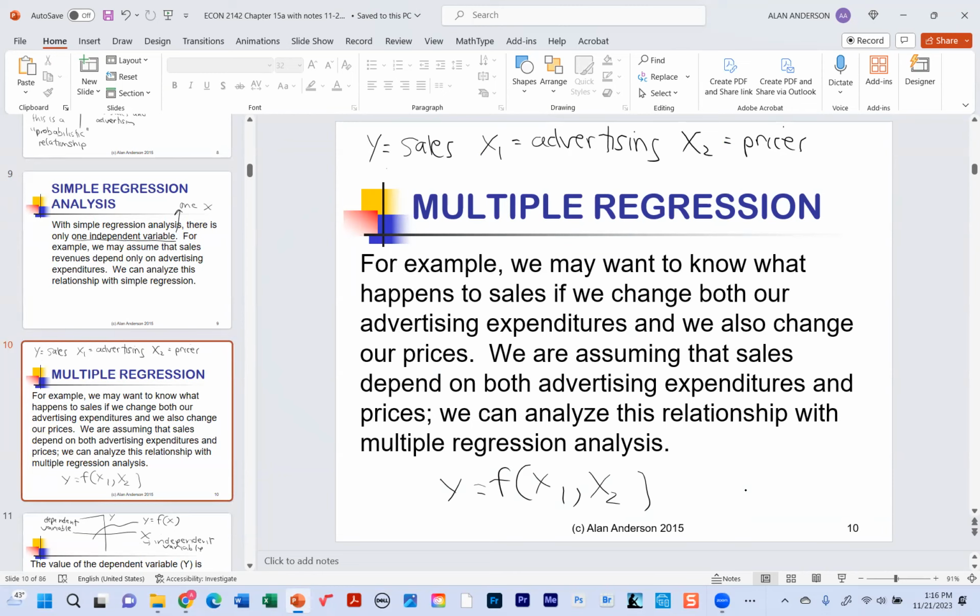So again, that's the kind of thing we won't be doing here. Our calculators can't do that. And we don't have that much time left either. So it's enough to be aware for the time being that multiple regression is used when we have two or more independent variables. All right, so that's the distinction between the two. So we'll be focusing all of our attention on simple regression analysis.